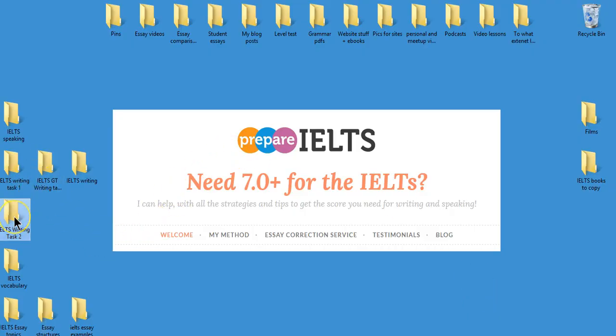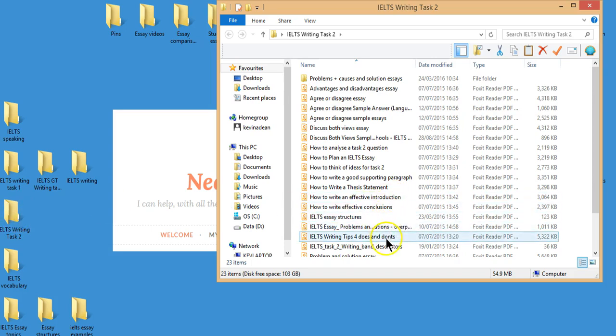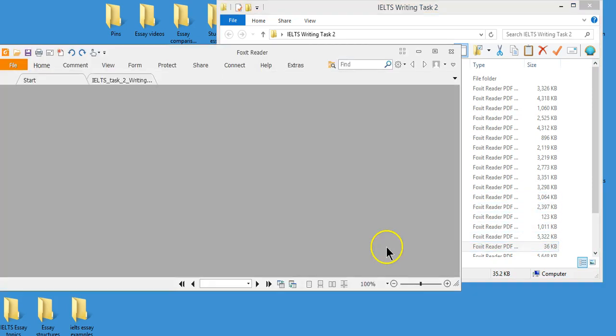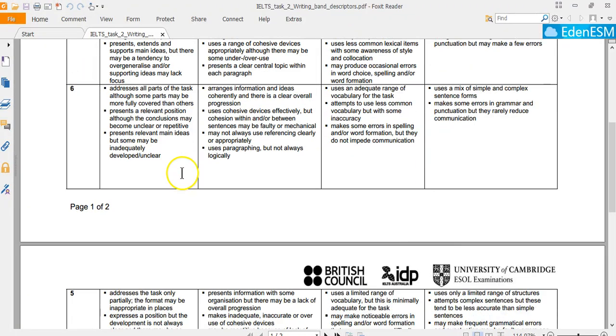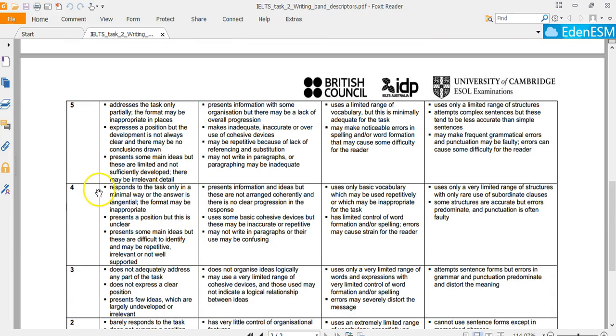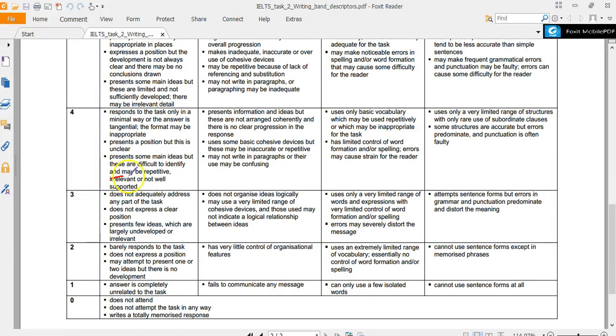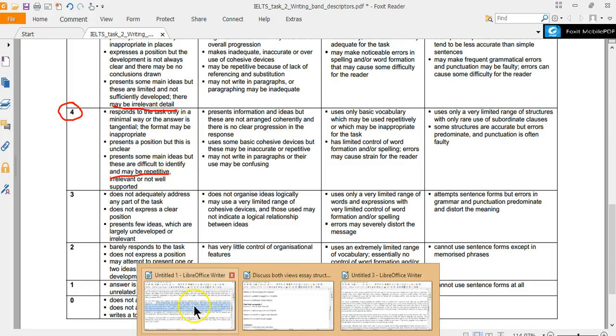Let me show you what I'm talking about. Official table. Let's have a look. Repetitive. Some main ideas, but they may be repetitive, irrelevant, or not well supported. So you've got to be careful there. Irrelevant, repetitive. So we need to be careful there.